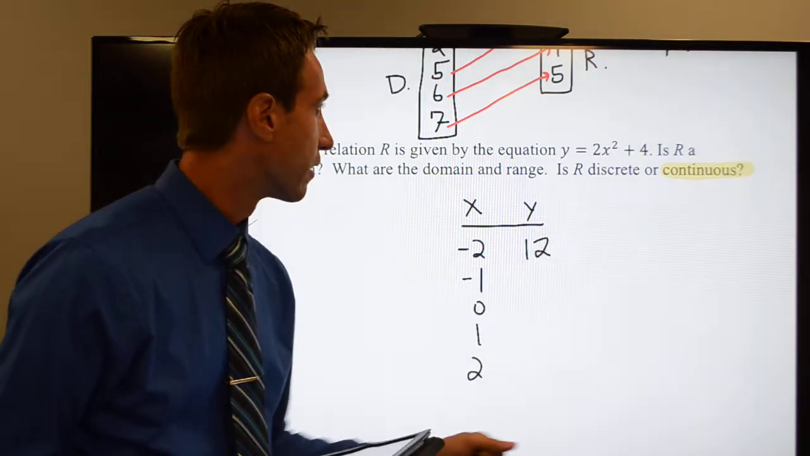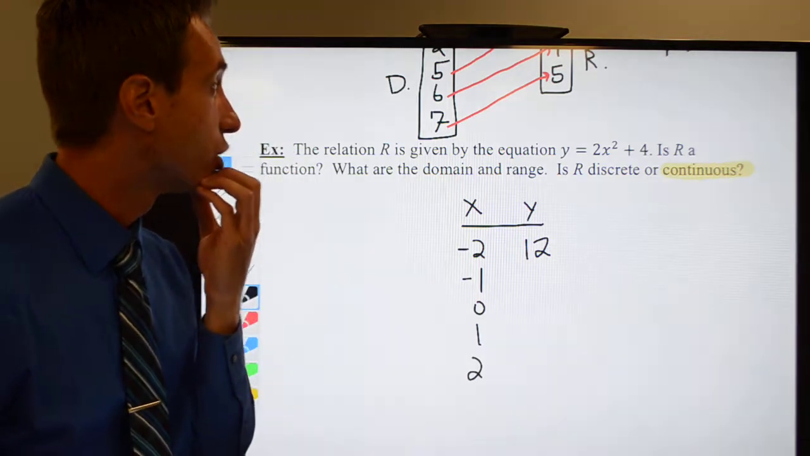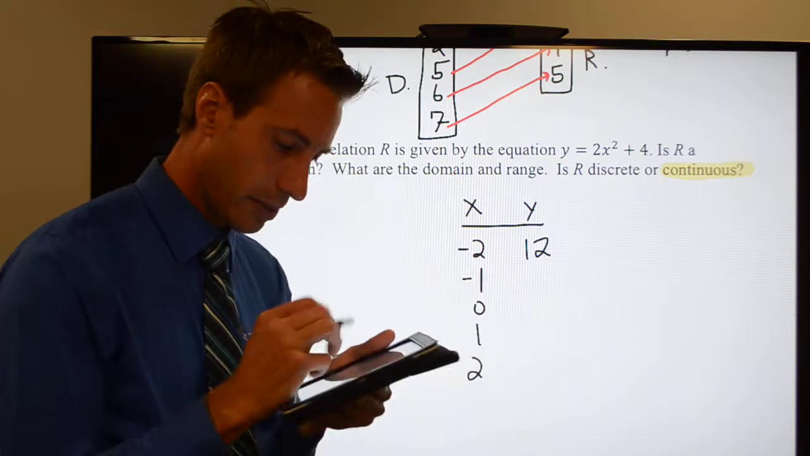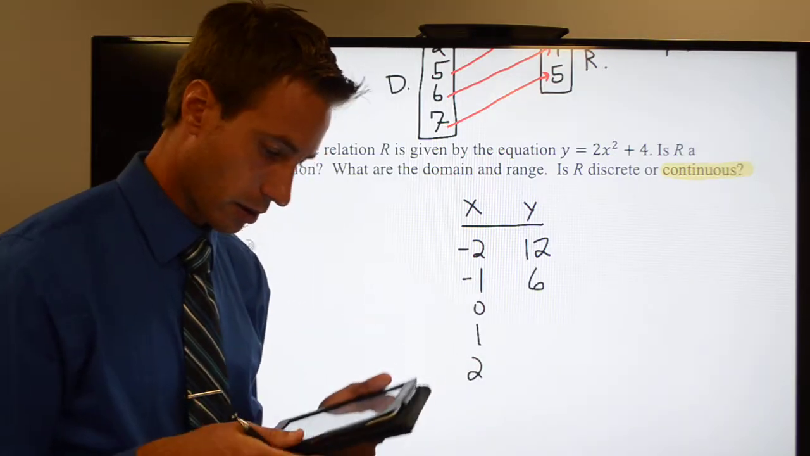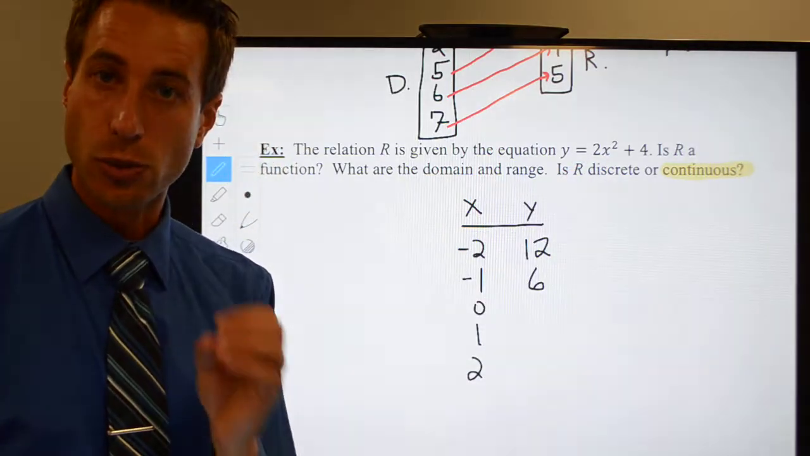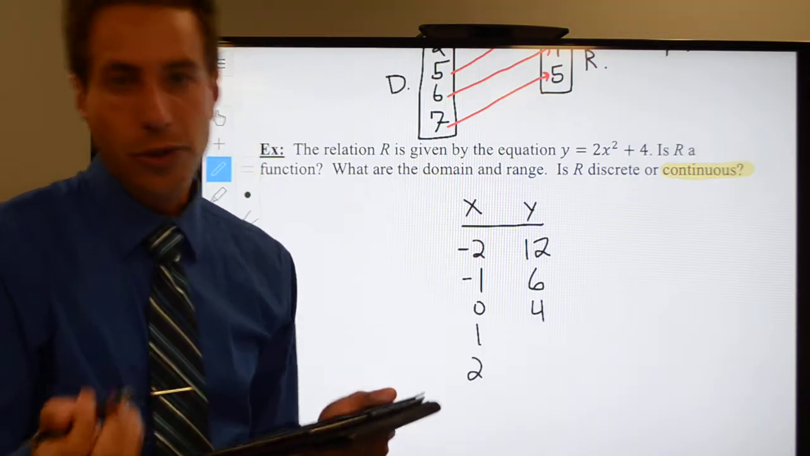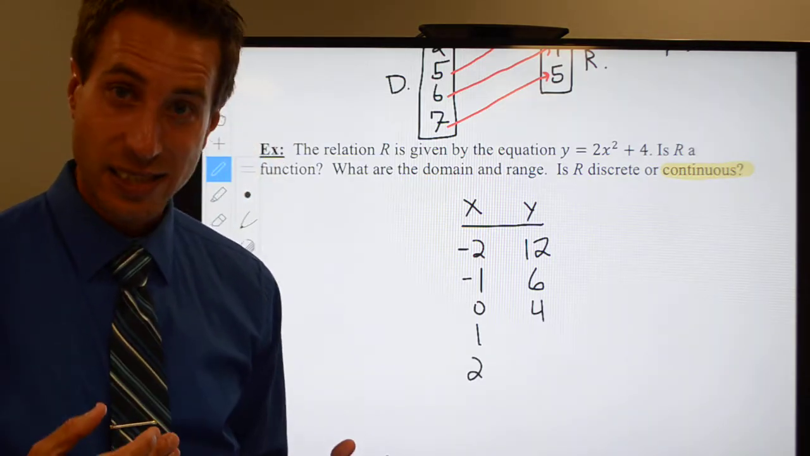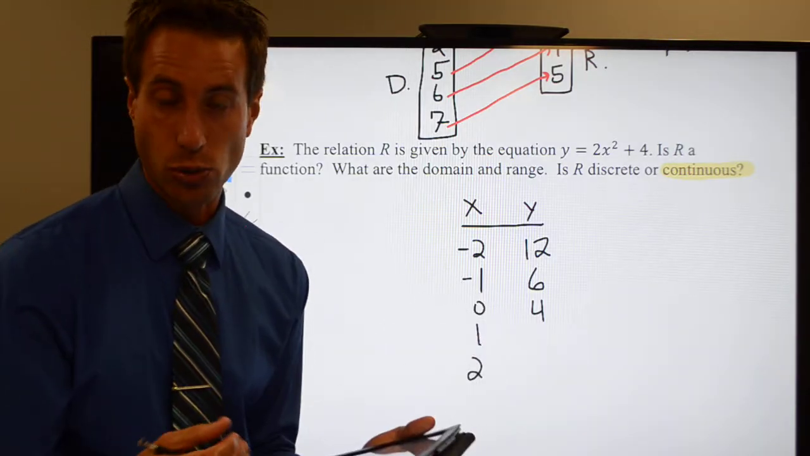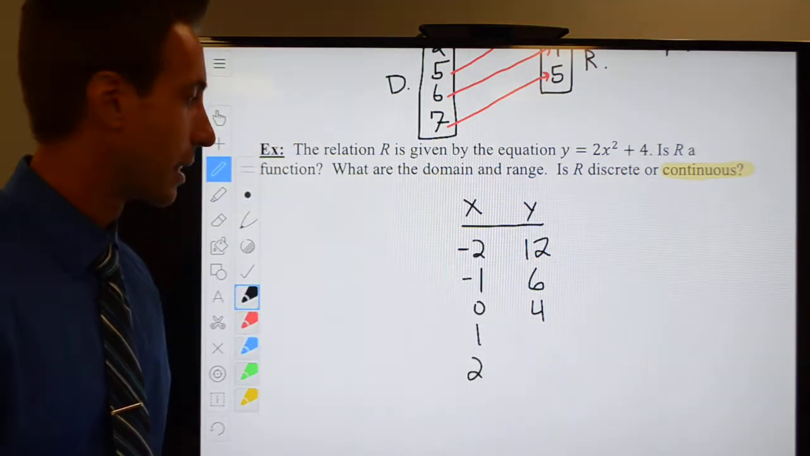Okay. What if I did a -1? Well, -1 squared is going to be a 1, times 2 would be 2, plus 4 would be 6. Okay. What about 0? Well, if I plug in a 0, 0 squared would be 0. 0 times 2 would still be 0, and then I add 4, I would get 4. All right, well, those ones are in descending order, but at least they're still in order. I could flip them around if I wanted to, and I told you I don't care what order you put them in, so I'm not going to worry about flipping them at this point.